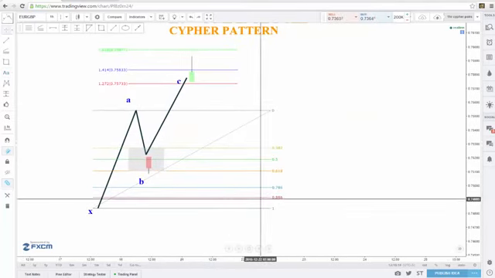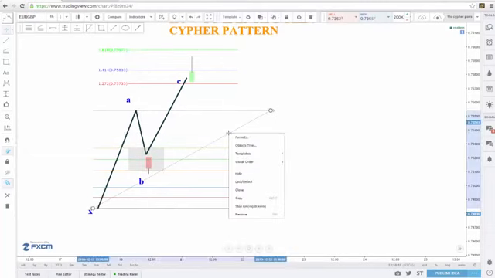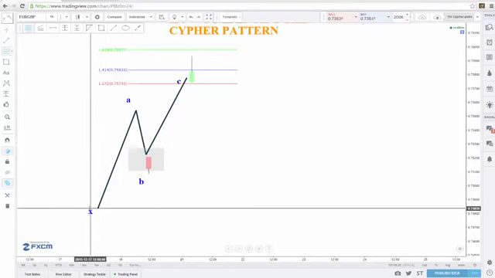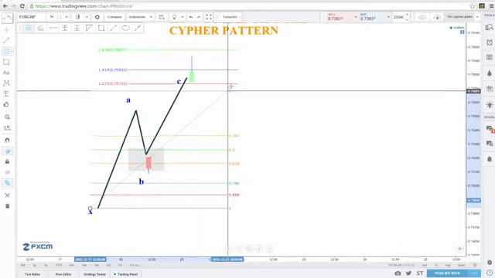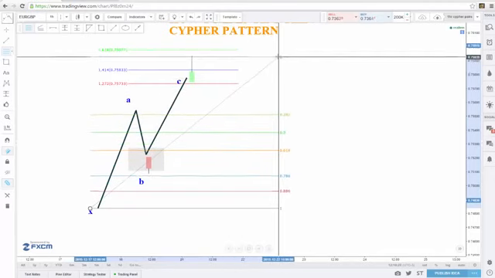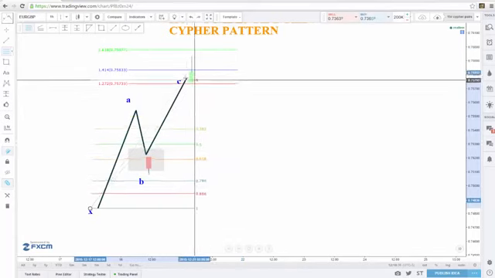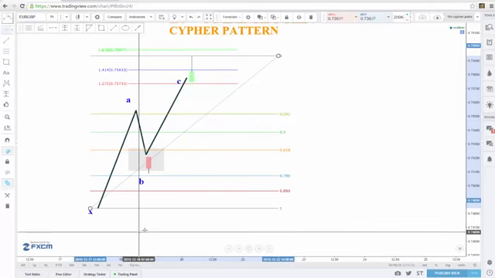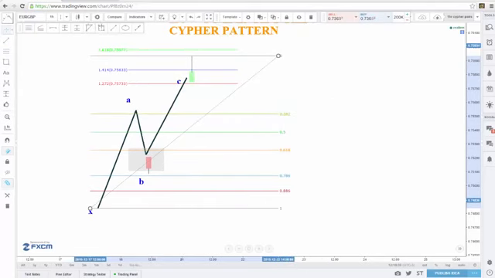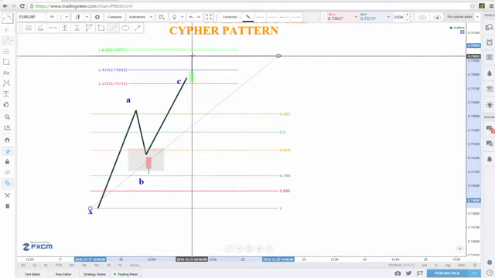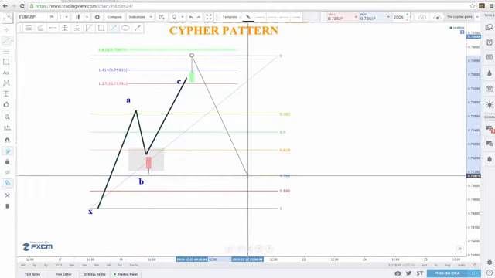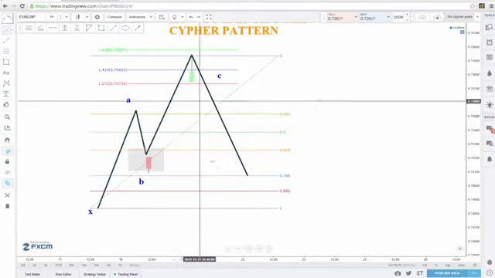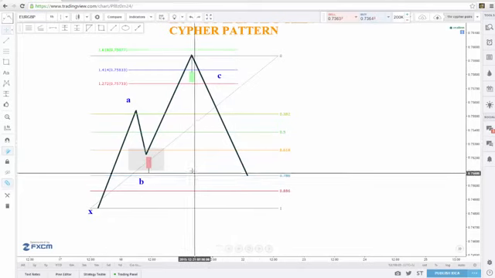The next step for the cipher pattern is placing the orders at the finishing point D. And the way we find finishing point D is a retracement from X all the way up to C. And what you do is you put it on the wick of the candle. So if this C leg had this candle here, then it would be X all the way up to the wick of that candle. And D is going to be the 786 retracement. And that's where my limit orders would be sitting if I was trading this cipher pattern.